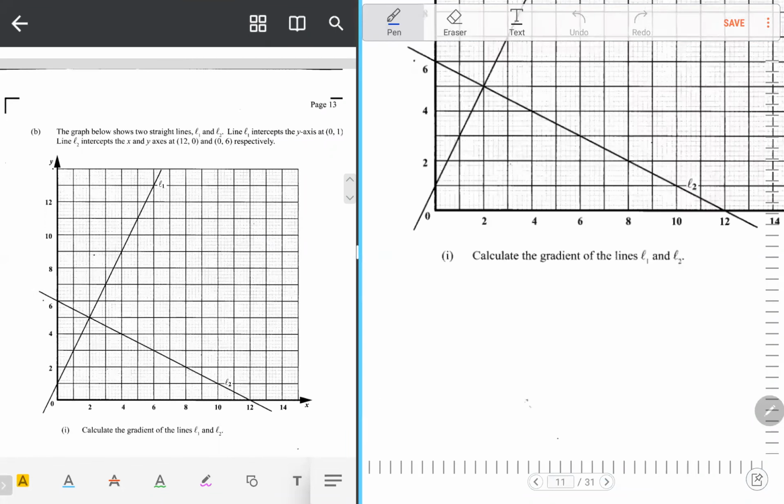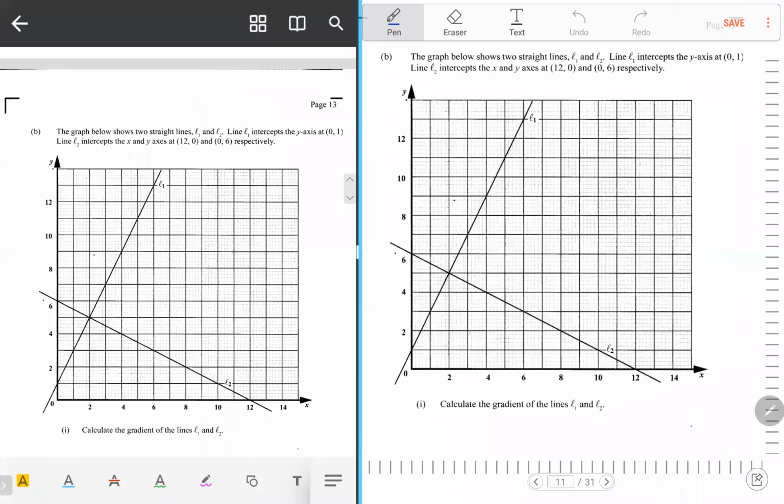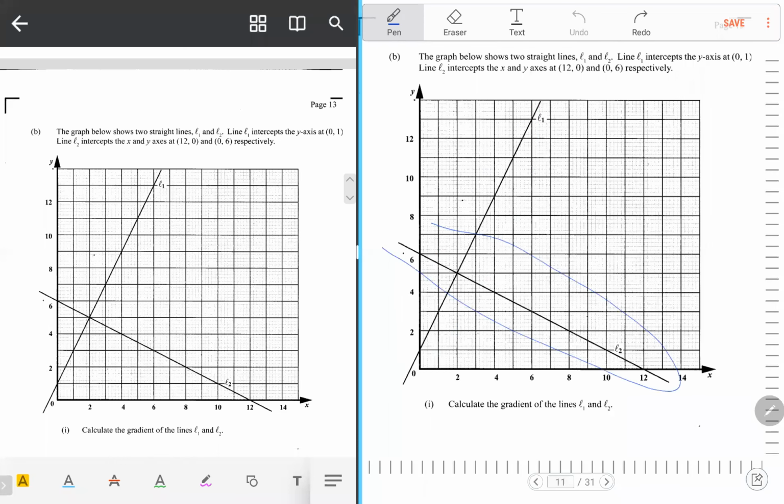Right, so this question now gives us this graph. And it says, the graph below shows 2 straight lines, L1 and L2. Right, so this one is L1 and this one is L2. Those 2 lines, L1 and L2.